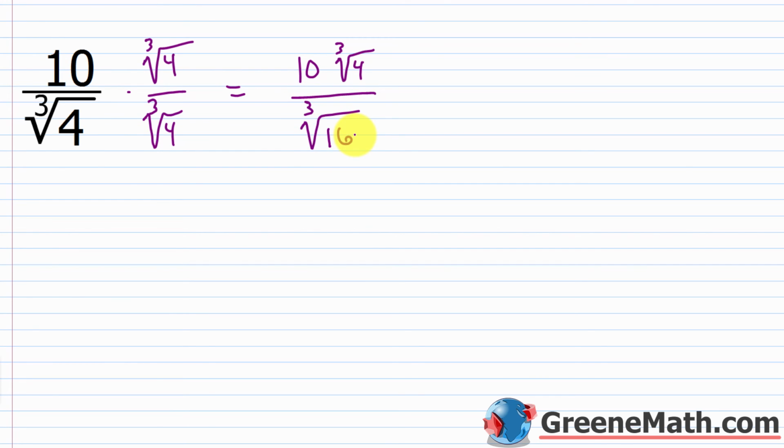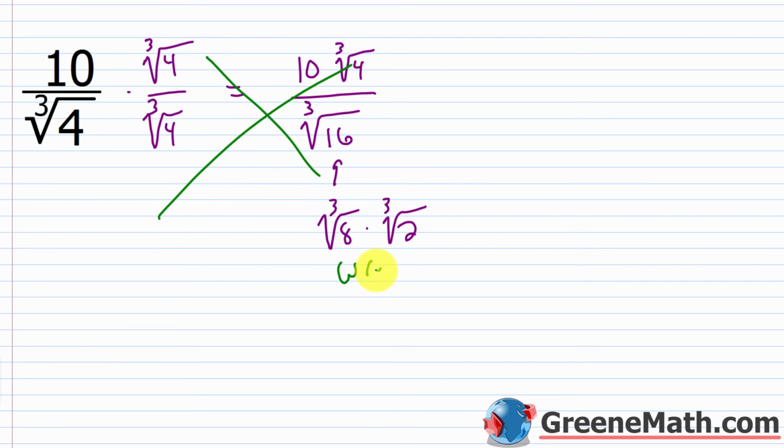Now, here's the problem with doing that, particularly when you get into higher roots. This is not simplified. The cube root of 16 is not a perfect cube. This gets broken up into what? The cube root of 8 times the cube root of 2. So this would be 2 times the cube root of 2. I'd still have a radical in the denominator. So this is wrong. This is wrong.